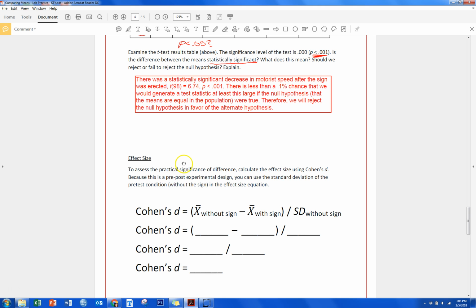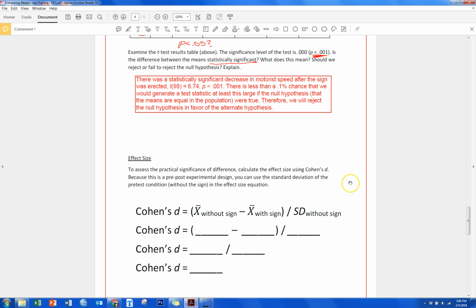So to assess the practical significance of the difference, yes, they went slower, but does that matter? Calculate the effect using Cohen's d. Because this is a pre-post experimental design, you can use the standard deviation of the pre-test condition, that is without the sign, in the effect size equation. So what's going on here about this pre-post design? The effect size is the difference between the two conditions, between the two samples, divided by the standard deviation.